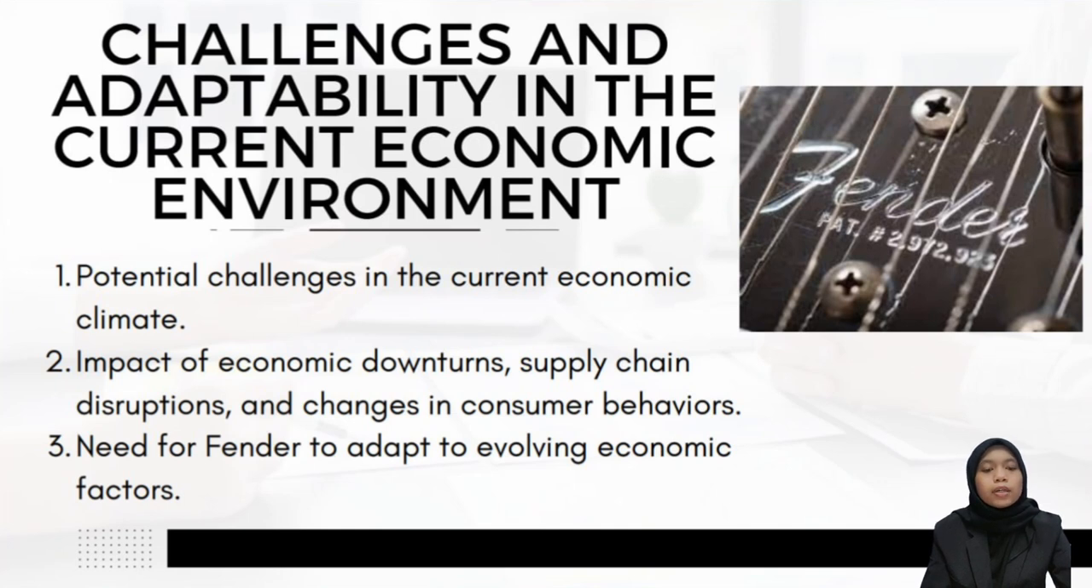For economic downturns, reduced consumer spending on discretionary items affects musical instrument demand. For supply chain disruption, events like the COVID-19 pandemic caused manufacturing delays due to shortages. The consumer behavior change is a shift to online shopping or other preferences influencing sales and market demand. And next, competition and rising costs, which means increased competition, currency fluctuation, and regulatory compliance costs posing challenges. We need Fender to adapt to evolving economic factors.